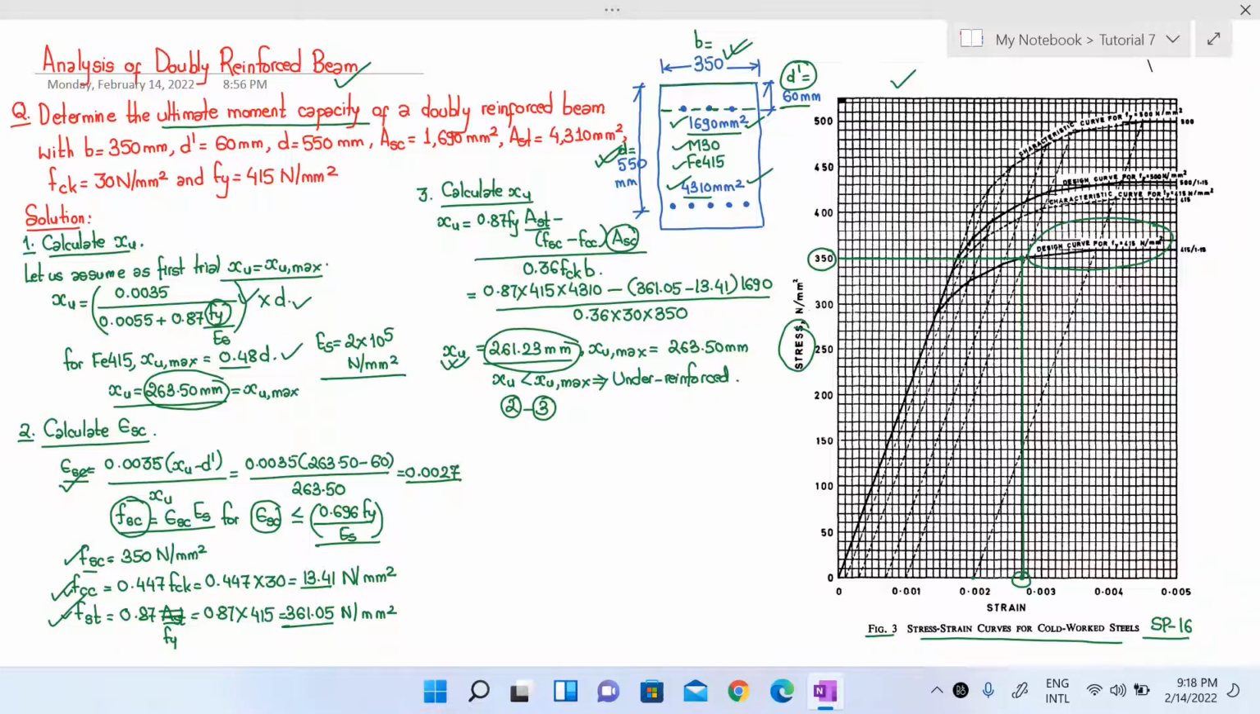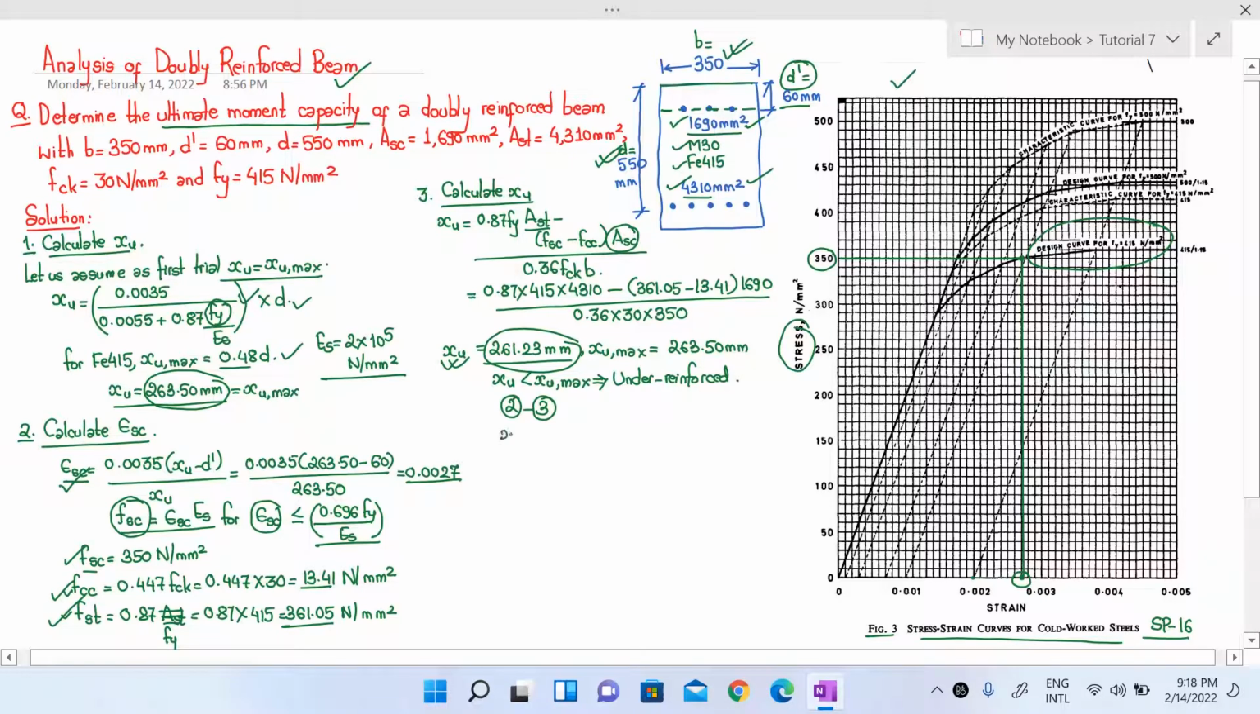So now let's suppose that our value of XU is equal to, okay, for now I will just suppose this 261.23 mm. Now we have to repeat steps 2 and 3. So from step 2, we calculate the value of epsilon SC equals 0.0035 into (XU, which is 261.23, minus d dash, which is 60) over 261.23. This comes out to be 0.002696.